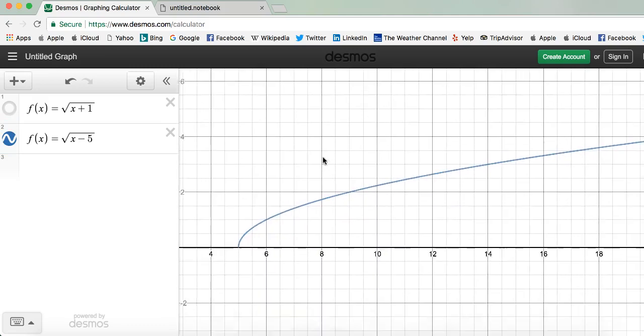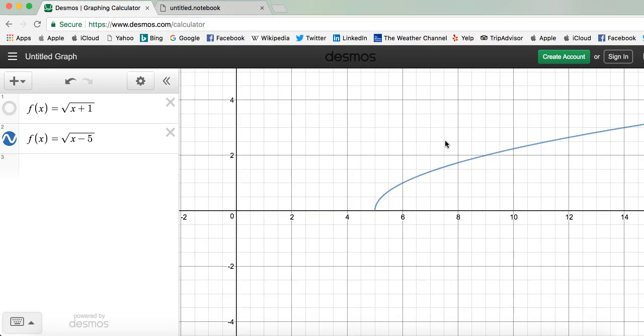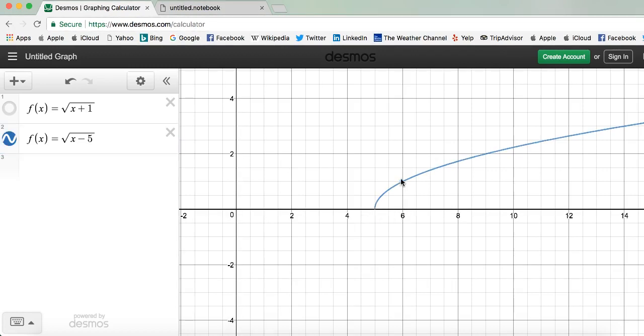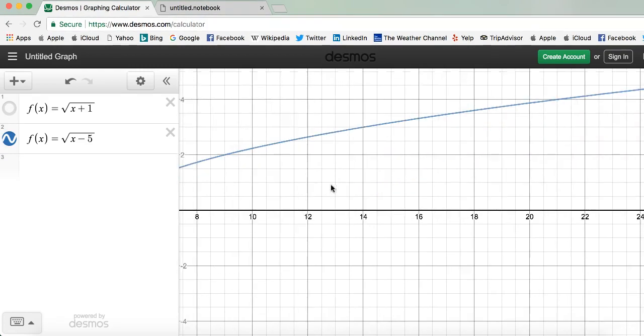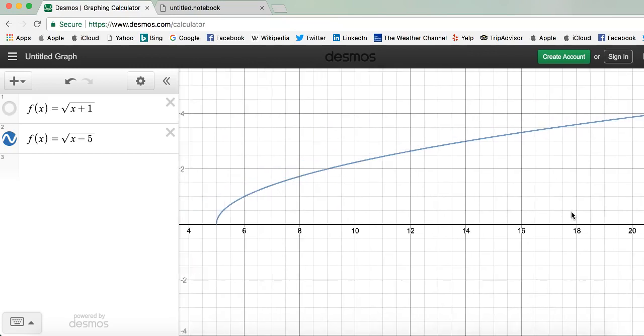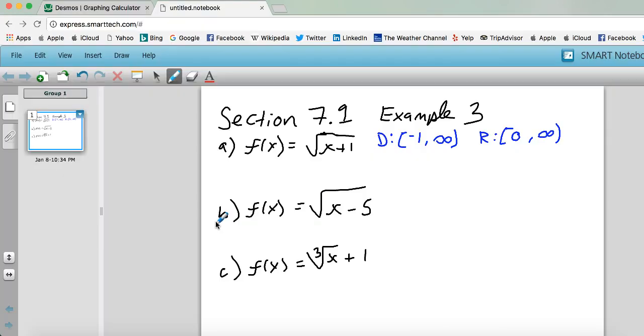Okay, so let's look at domain. Domain again means what x values were used to graph this. Well, the smallest x value is 5, and it used 6. It used the x value 7, it used 8, it used 9, and as you can tell, it's going to keep going. So it goes from positive 5 to infinity and beyond. So let's write that down. So the domain is from 5 to infinity.